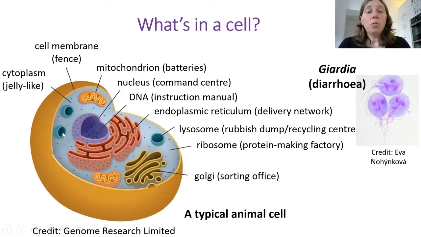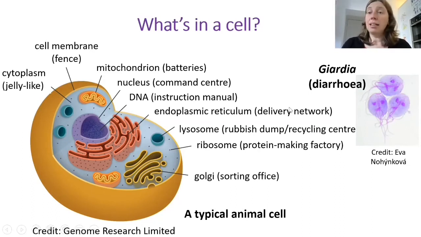And then finally, for all of this to work, the cell needs some energy. And so it has some batteries, and they're known as mitochondria, or if you're talking about one of them, a mitochondrion. Cells frequently have more than one. And then all of this material is contained within a jelly-like material known as cytoplasm, which keeps things together, but also allows some movement and for different components to move around the cell. So that's your jelly-like cytoplasm.